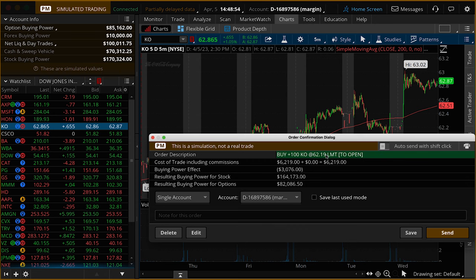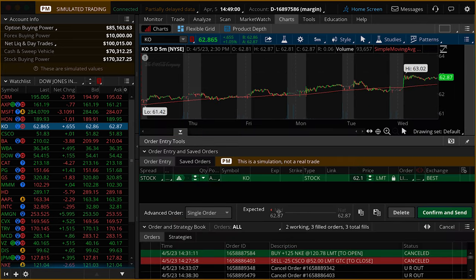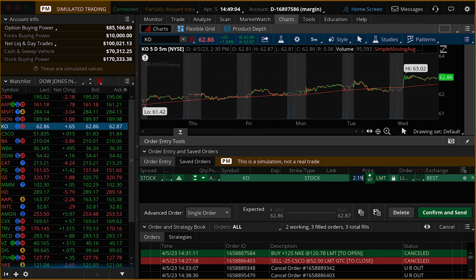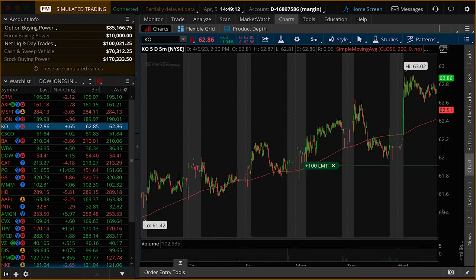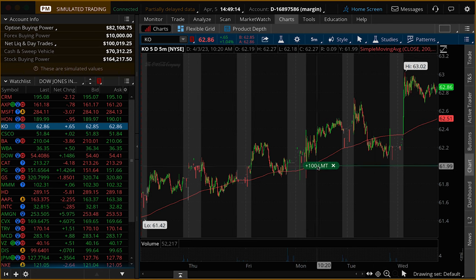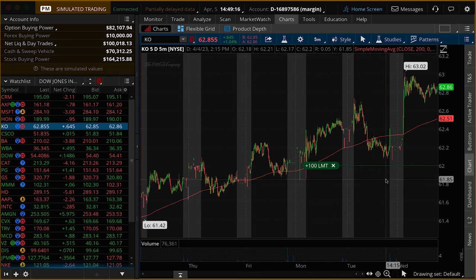Now say you weren't being very precise or you didn't want it exactly at 62.19. Well, you can come down here and click on edit, and we can come to the price field and we can go ahead and change it. So say I want to actually buy it at 62. I'm going to go ahead and click OK, click Return, go ahead and click Confirm and Send, and Send, and now I have a working limit order exactly at $62.